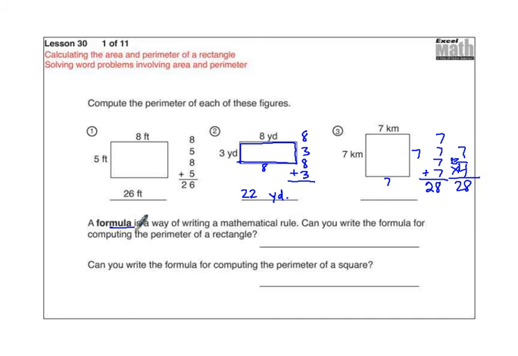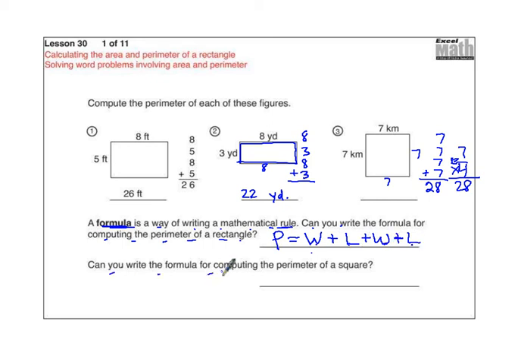A formula is a way of writing a mathematical rule. Can you write the formula for computing the perimeter of a rectangle? Well, the formula for perimeter of a rectangle, I'm going to help you out with this. Everybody write a capital P, that stands for perimeter, is equal to all 4 sides put together, right? We're going to say the width plus the length plus the width plus the length. This is a formula for how we find perimeter. Width plus length plus width plus length.